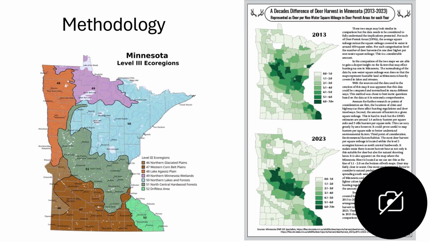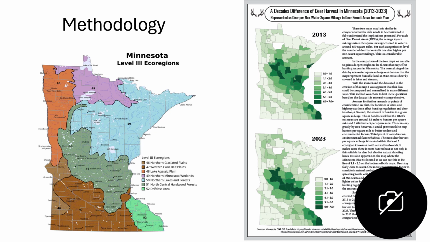All right, on the right-hand side, we have the final product map with some explanation text within it. On the left-hand side, we have the two maps created, and they are both showing change of one deer per non-water square mileage in each DPA unit, and then there are 7 different categories. And on the left-hand side, we have Minnesota Level 3 ecoregions.